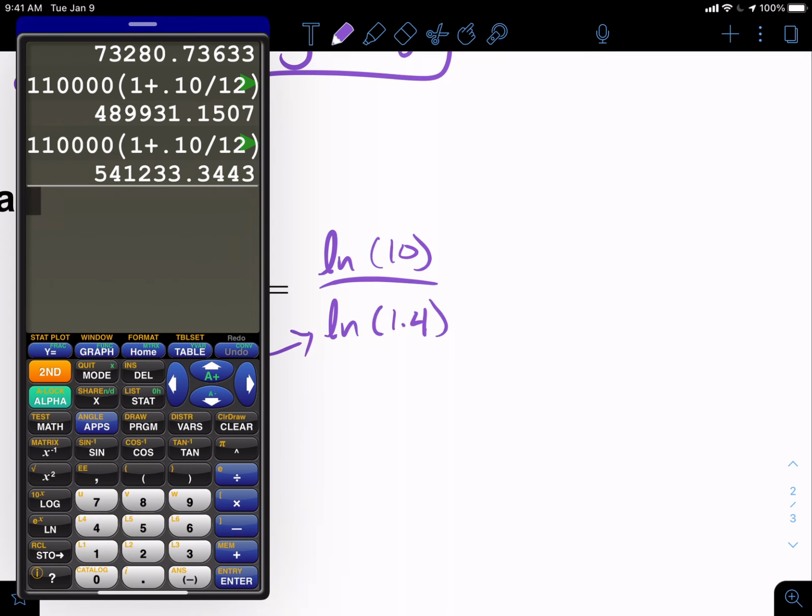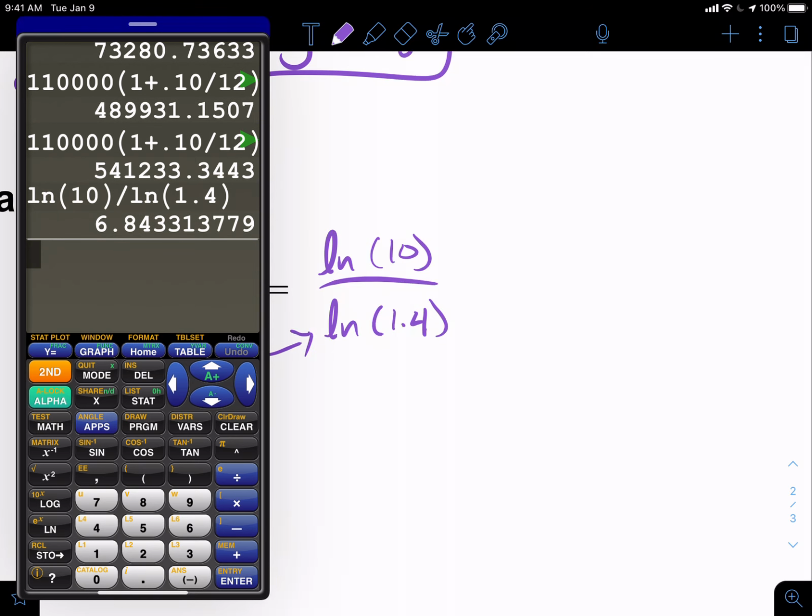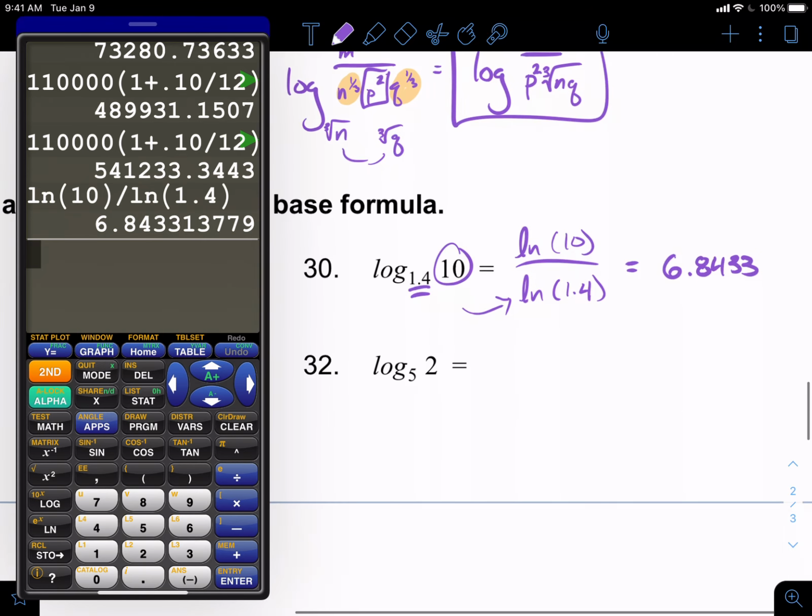Looking over here, if I evaluate this, natural log of 10 divided by the natural log of 1.4 gives me an answer of 6.84. Now, here's the nice thing about this. We can actually evaluate this and kind of check this, right? Because what this is really saying is that if I take 1.4 and I raise it to this power, it should be equal to 10.